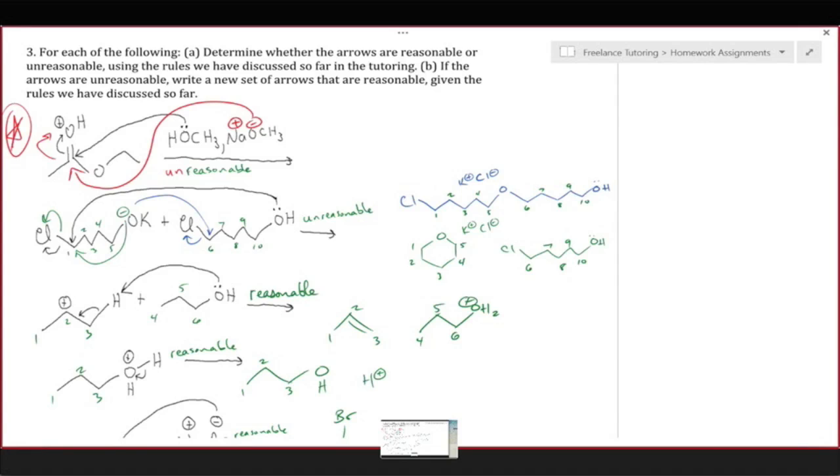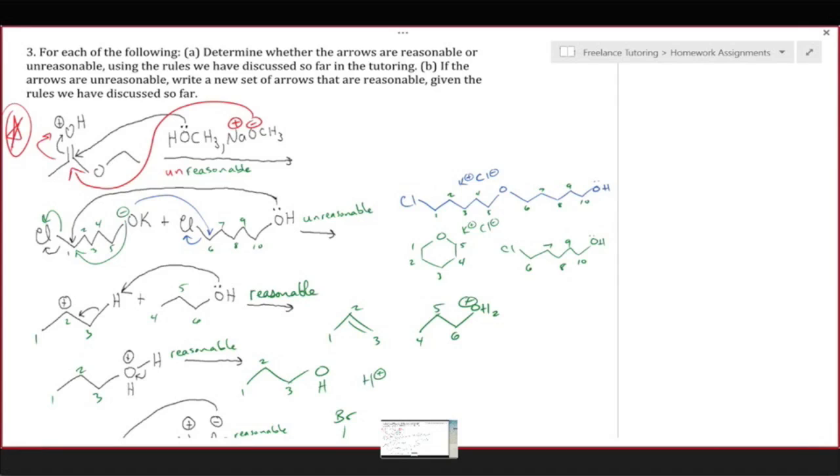You drew in the negative formal charge on the oxygen connected to the potassium, and then it's better to use that oxygen. I only asked you to write a set of arrows that are reasonable, but you went the extra mile and you wrote 2 sets of arrows that were reasonable, so that's good. You saw that maybe the oxygen would attack carbon 1 in the same molecule, or maybe the oxygen would attack carbon 6 in a different molecule. Those are 2 different possibilities here, and then you even went beyond that and drew the products from that. So that's good practice.